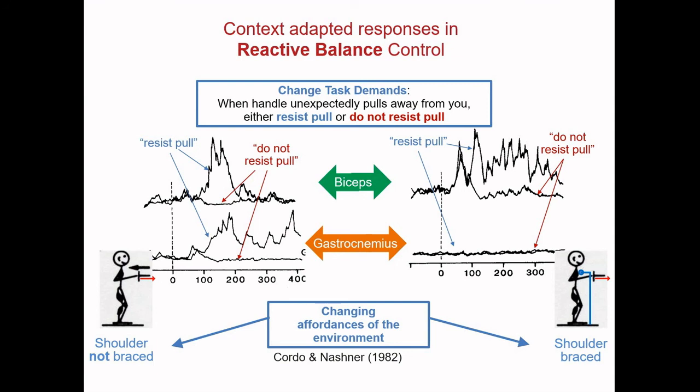Again, to recap the term affordances, the bar coming up off the ground is providing the affordance of stabilizing the body. It's providing the possibility for action of an increased postural stability.